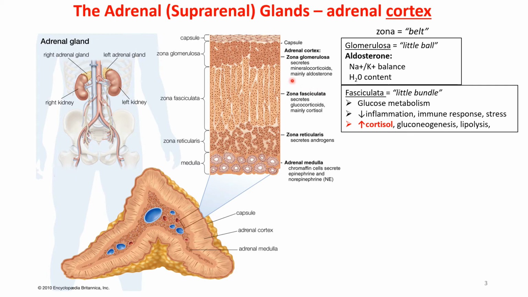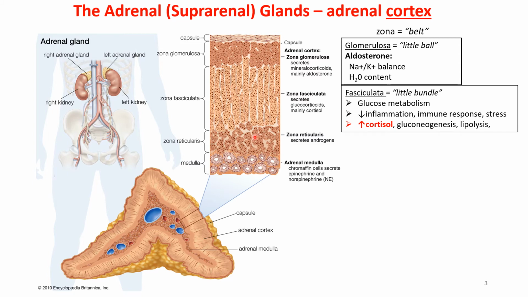This zona fasciculata then, important for cortisol and other gluconeogenesis. So gluconeogenesis is making more sugar, and you make sugar out of things that aren't sugar, so glucose specifically. And you need that when you're in this fight or flight kind of situation, because you're going to need a little jolt of sugar so that you can use that energy. It's also going to help break down fats so that you can use those fats for energy. So all these things are coming from glucocorticoids made in this zona fasciculata.